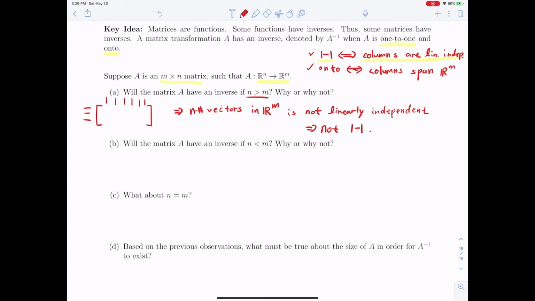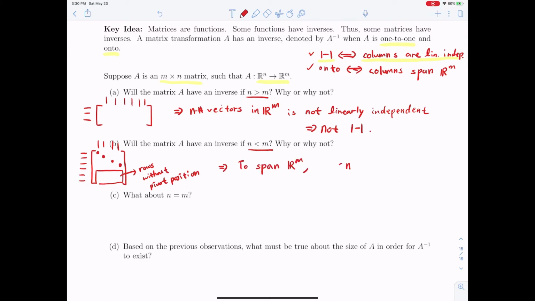Okay, so what if n is smaller than m? In this case, we have more rows than columns, so it's like a vertically shaped box matrix. To span Rm, the condition we need was to have a pivot position in each row, but the best case scenario is something like this. We have some rows that don't have pivot positions. From this observation, to span Rm, n should be greater than or equal to m.